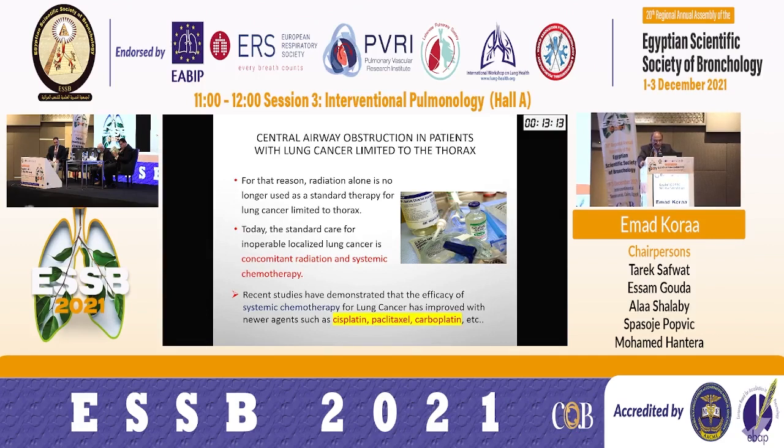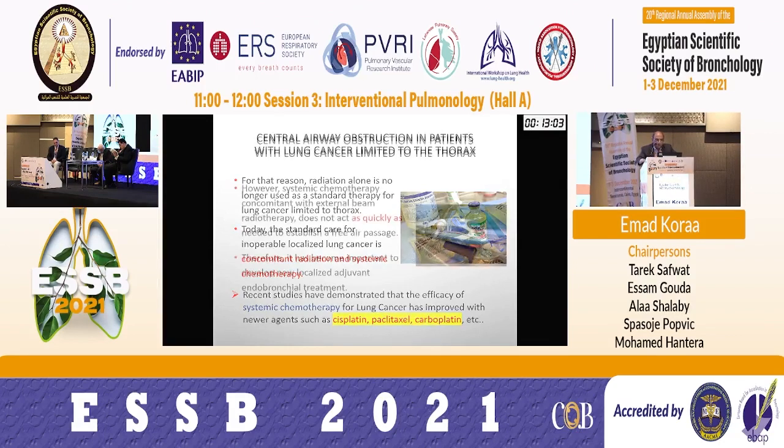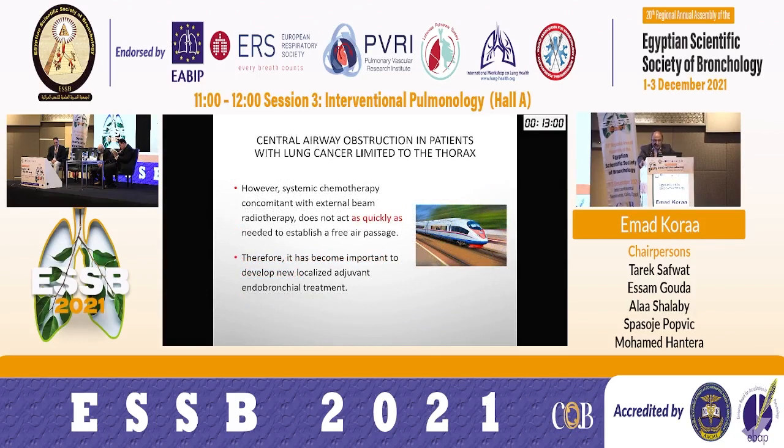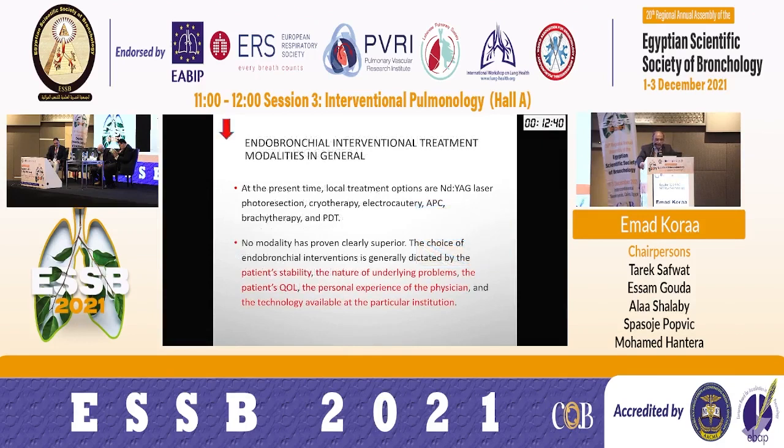Drugs used for systemic chemotherapy include cisplatin, paclitaxel and carboplatin, and show real efficacy in the treatment. However, again, systemic chemotherapy with irradiation does not act as quickly as needed to establish a free airway passage to prevent the morbidity and mortality for those patients. Therefore, it has become important to develop a new localized adjuvant endobronchial treatment, such as the different interventional procedures used.